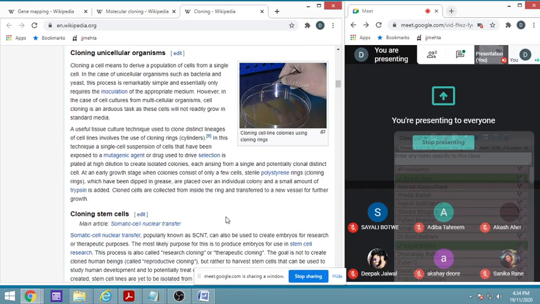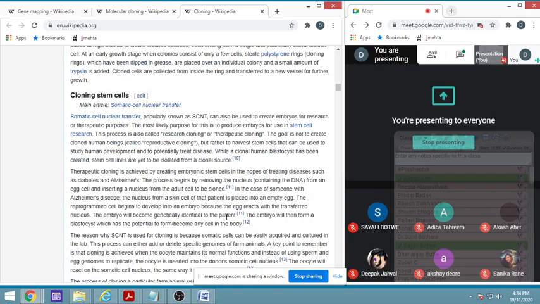Then cloning stem cells is nowadays being considered, that is somatic nuclear transfer, so that if the stem cell can be cloned, you can make copies of that. You know, stem cells are very important. Many of them are pluripotent, so they can give rise to many cells. Where the cells are not proper, if we can clone these cells and insert them, we call this research cloning or therapeutic cloning.